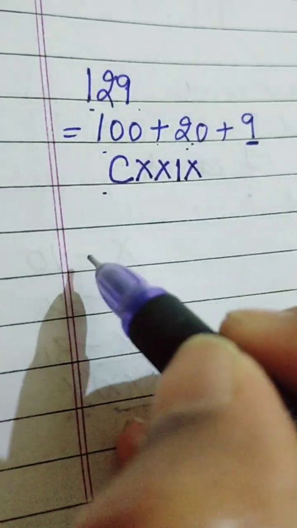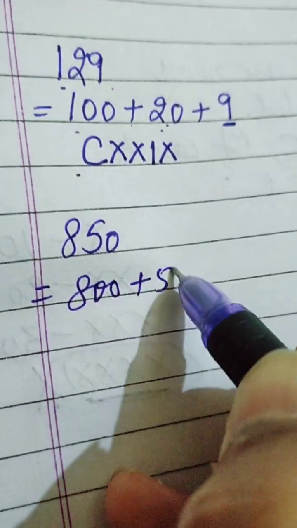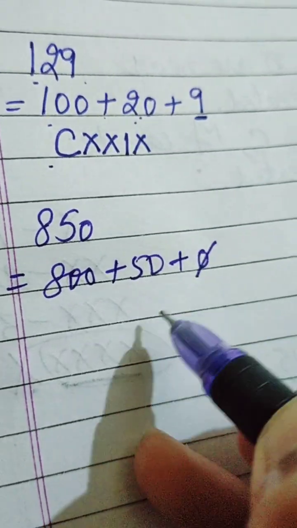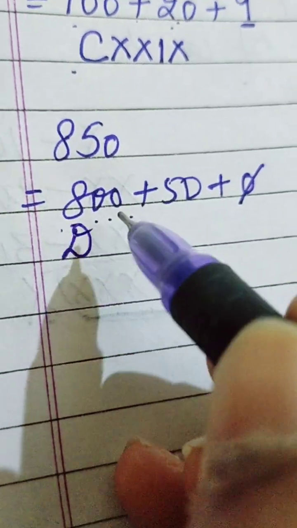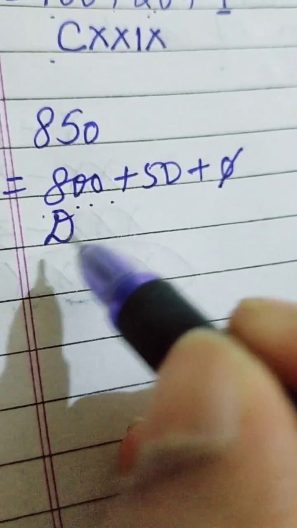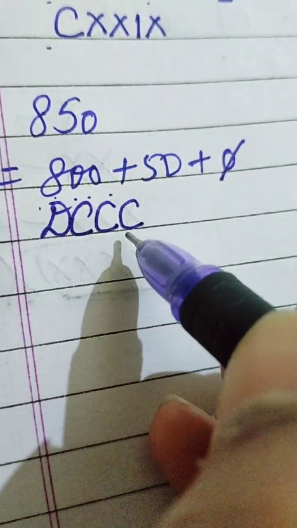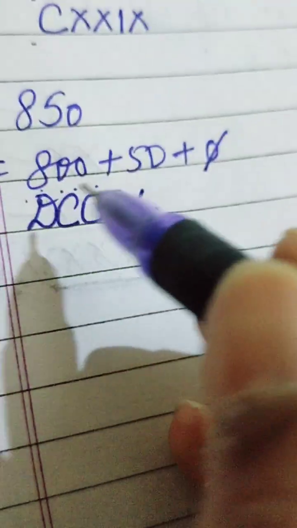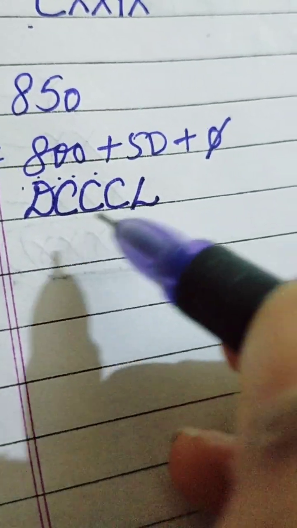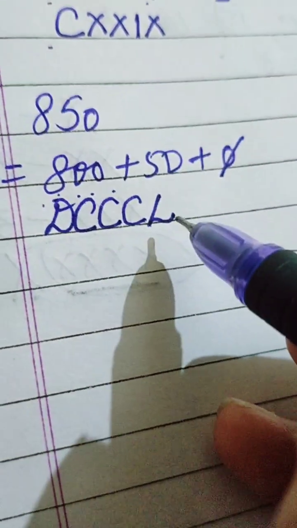If we have to write 850, the expanded form is 800 plus 50 plus 0. So for 0 there is no Roman numeral. For 800 what will we write? We will take the help of 500, that is D. 500, 600, 700, 800. So this is 800. Plus 50. For 50 we are using the symbol L. We are writing on the right hand side because these all are added. So D, triple C and L. It means 850. For 0 there is no symbol, so we will not write any symbol.